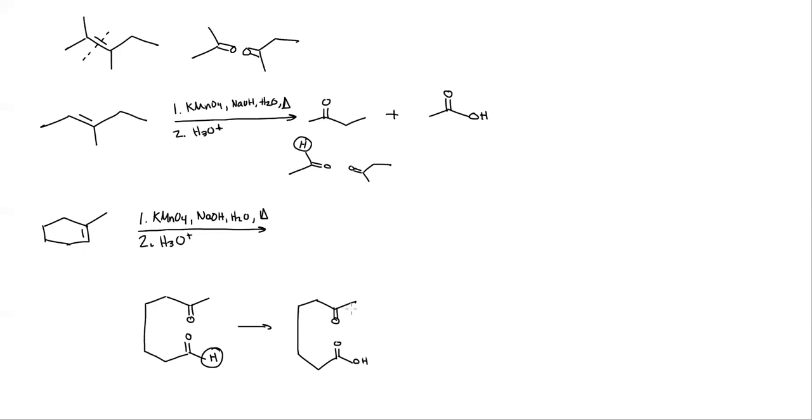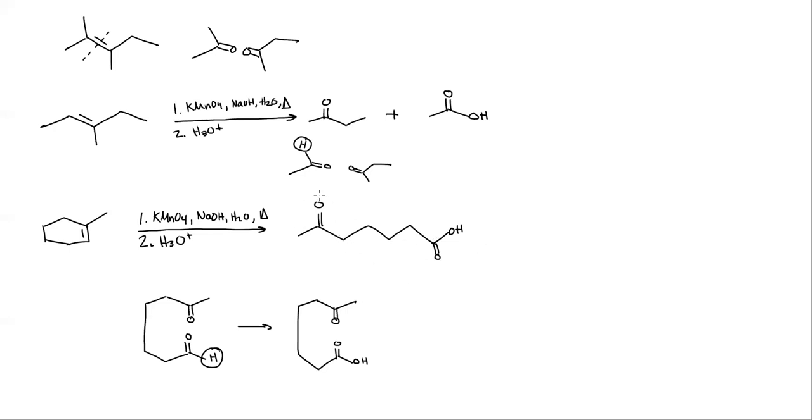So you should write it linearly. So I have 1, 2, 3, 4, 5, 6, 7 carbons. And then I have my ketone here, and then my carboxylic acid is here. So it takes this ring and it turns it into a completely linear molecule.